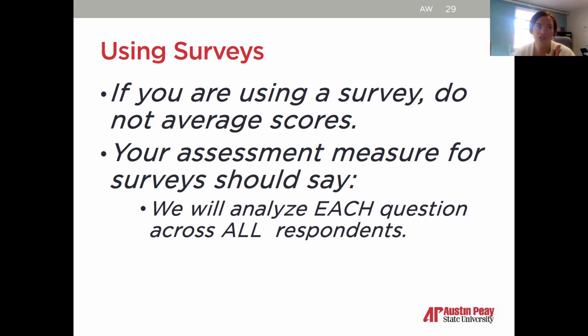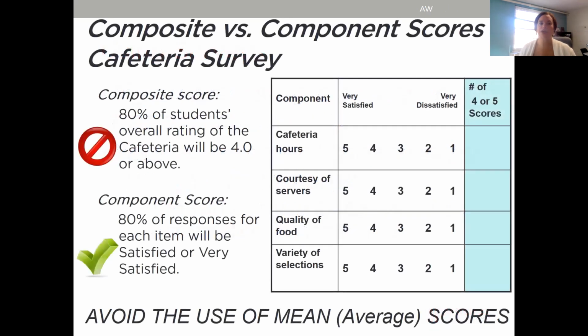So if you're asking respondents to rate something on a scale of 1 to 5, you don't want to look at the average of all the questions. You want to look at each question, what was the number that they rated us, however you're doing that. The reason is that when you look at a composite score, the average across the whole survey, you miss areas where you might be doing very well and areas where you might be doing very poorly. They might rate 4 out of 5 of these components as a 5, but the quality of food is a 1. That's something you want to know.